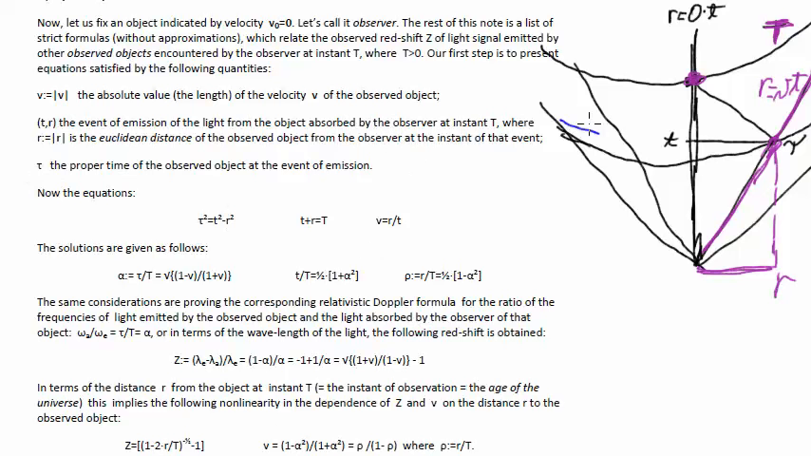Tau, which is this instant here, is the proper time of the observed object at the event of the emission. So that is how much this object has aged along its path here. So tau is the proper time of the observed object at the event of emission. Now the equations.